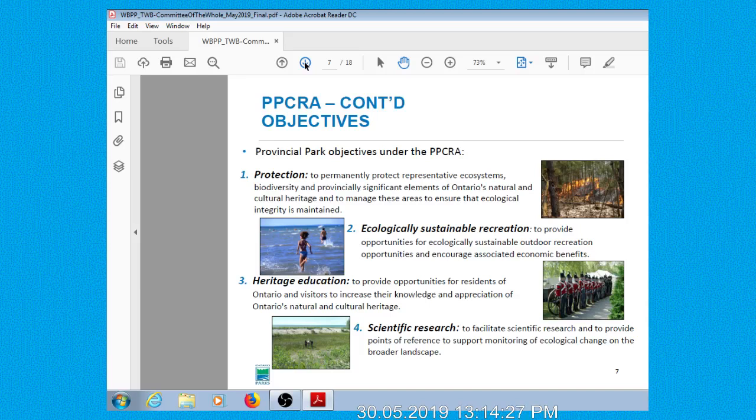Third one is heritage education. You see the soldiers all up in a line there from one of the Wasaga Under Siege events. So this provides an opportunity for people that come to the park to learn more about their area, the natural and the cultural heritage values. And the last one is scientific research. It's hard to see, but those are 3 tiny people doing an ecological inventory on the point at Beach Area 1. And so our 4th objective is to facilitate research and provide points of reference for monitoring change on the broader landscape.